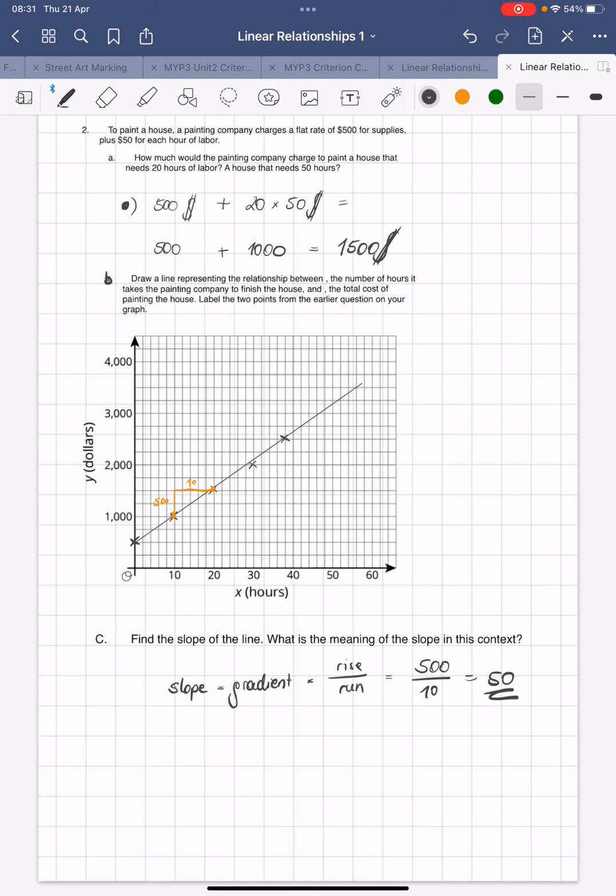Right, so I'm assuming you have paused the video and found out that this number, the 50 here, is exactly the amount of dollars it charges for each hour. So that's the payment due per hour of labor. And that's what it is in context.